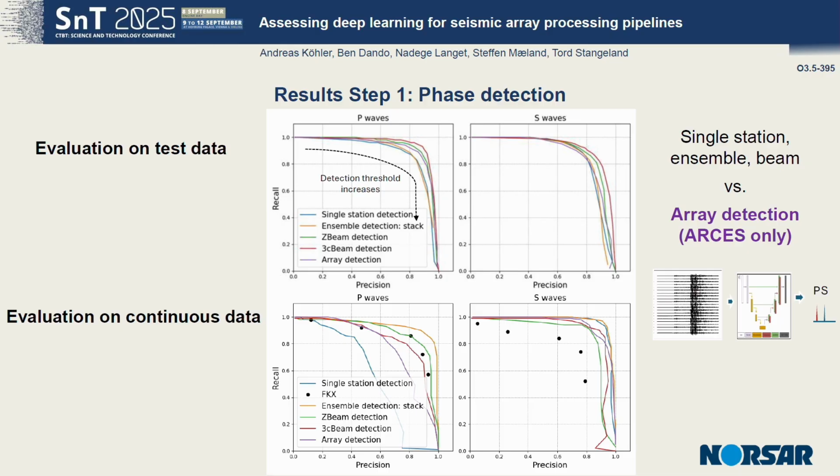And you see that, first of all, for the continuous data, these all outperform the S-wave detection, which is first a nice observation. And also some of them outperform the P-wave detection. And all of them outperform the single-station detection method, which is kind of expected when you use more stations than just a single station. On the test data, you also see an improvement, which is mainly visible for these beam detection approaches.